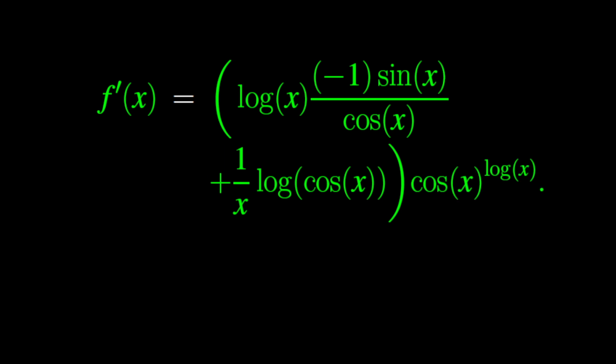This final expression can also be given as follows: f prime of x is equal to the quantity logarithm of x times the fraction minus 1 times sine of x over cosine of x, plus 1 over x times logarithm of cosine of x, times cosine of x to the power logarithm of x.